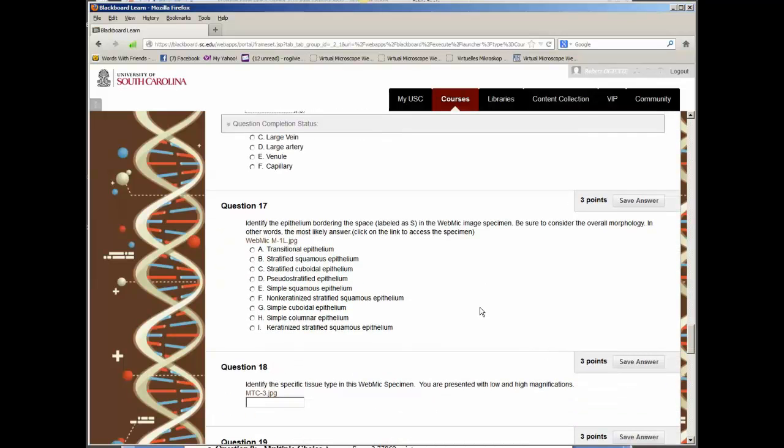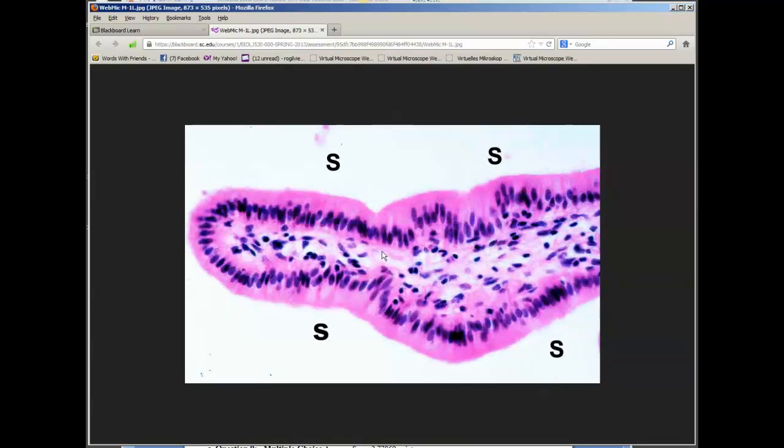The next question, 17, is asking us to identify the epithelium bordering the space labeled as S. So we're going to look at that space. We're given all these choices of the epithelia. And as I look at this, I see the connective tissue here, and I see the epithelium, the cytoplasm is acidophilic, staining with eosin. I see the nuclei, they're ovoid, that reminds me of columnar in terms of the shape of the cell.